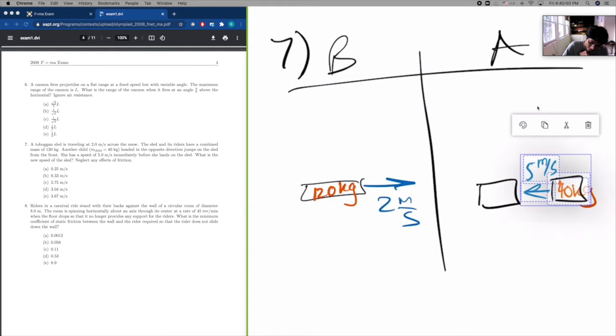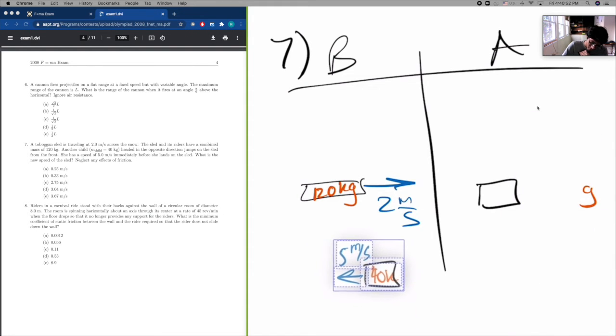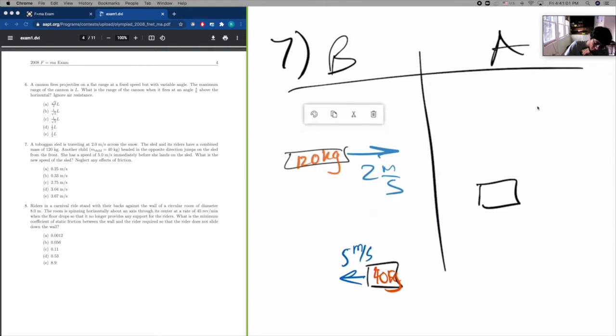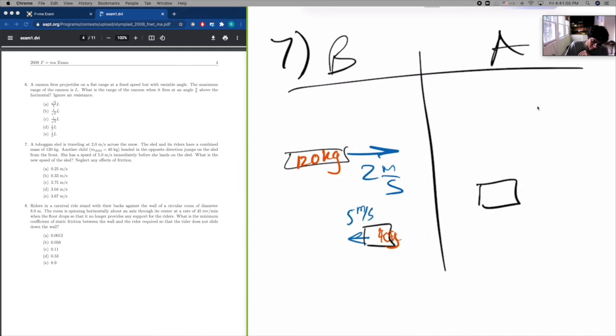This is still before, we're talking before these two things hit each other. This is their behavior. Sorry I couldn't put them on the same line, but hopefully you get the picture. So now, what is the new speed of the sled?